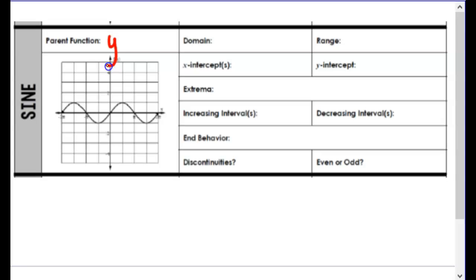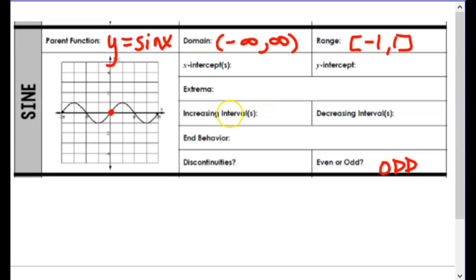So quickly, y equals sine of x. It goes through the origin and is an odd function. Okay, the domain is all real numbers, but the range is it can only go from -1 to 1. It will cross the x-axis starting at 0, and then every time you add another pi.